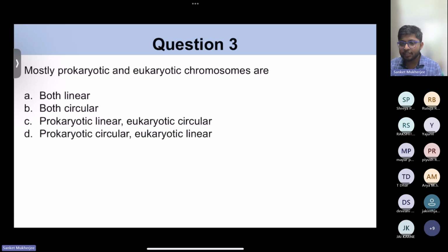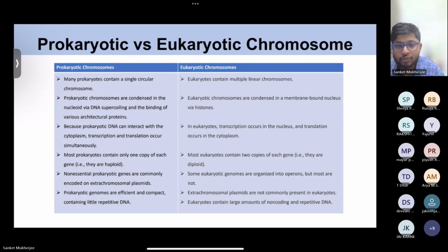Okay, Gopinath said B. Jay Karne said D. Rutuja said A. I'm not sure if this A is for the previous one or this one. The answer would be prokaryotic chromosomes are usually circular and eukaryotic are linear. So that's the idea. That's usually how it is. There could be exceptions. Yeah, D is the option. There is a difference table which is already present in the lecture slides. Prokaryotic chromosomes usually contain a single circular chromosome, whereas eukaryotes contain multiple linear chromosomes. You know about it. Even in humans, we have linear DNA.